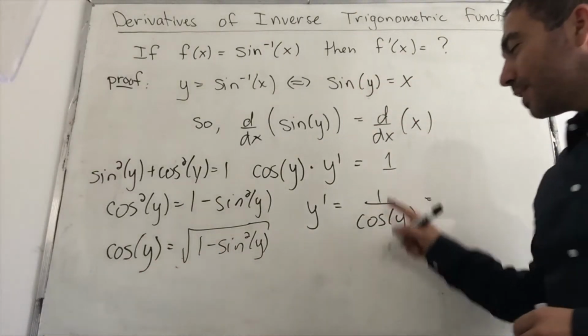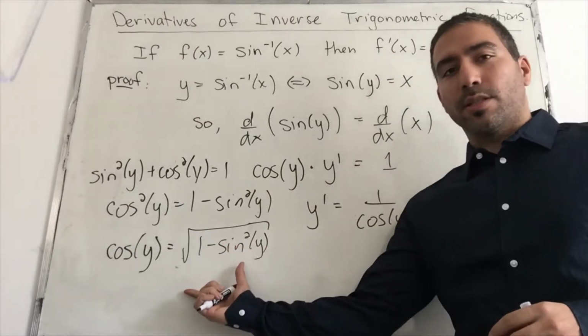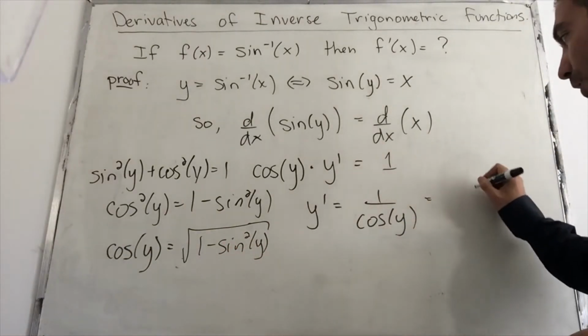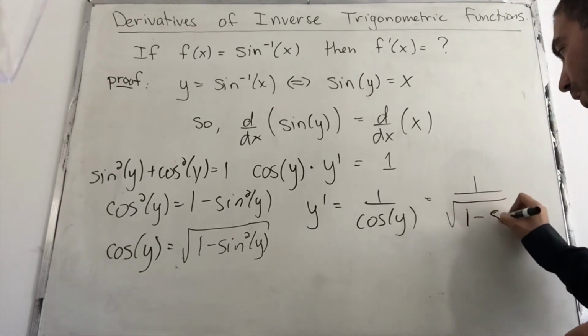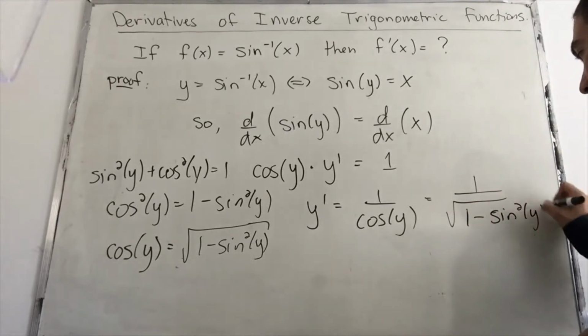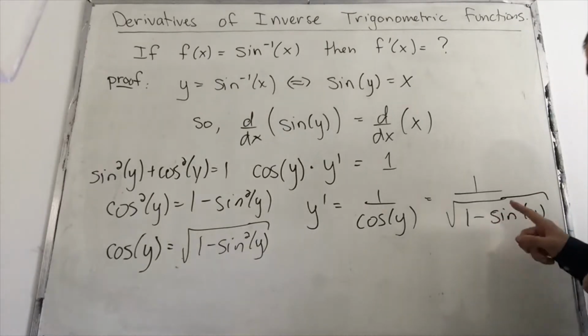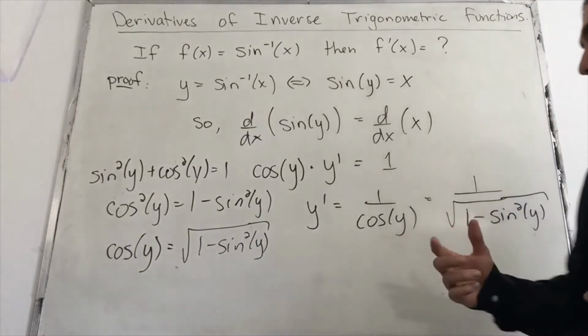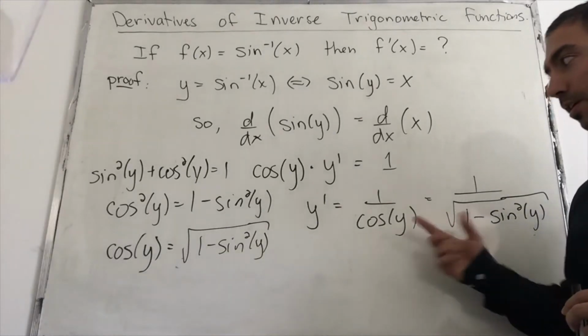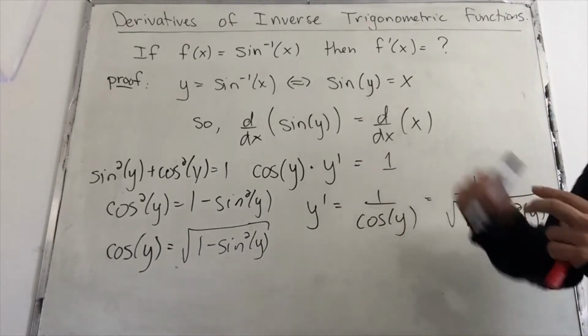So we could substitute cos of y with square root of 1 minus sine squared y. Cos of y seems a lot nicer, so why are we doing this? We're going to see this in just a moment. So we get 1 over square root of 1 minus sine squared of y. The reason why we did this is because we actually know what sine of y is equal to, because we want to rewrite this in terms of x. Well, we have a relationship between x and sine of y right up here.